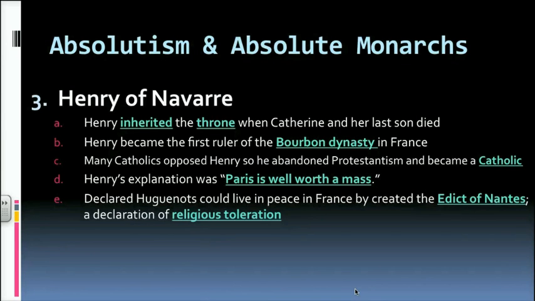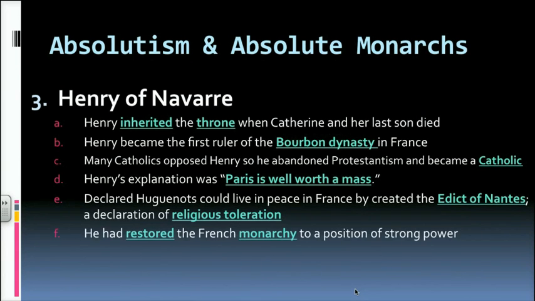Well, he's not going to turn his back completely on the Huguenots. So he declared that Huguenots could live in peace in France by creating the Edict of Nantes, which was a declaration of religious toleration, which I think is really smart on his part. He's saying, I'm going to become a Catholic, but I'm also going to protect the Protestants. So he's trying to bring about religious toleration within France. And in the process, he had restored the French monarchy to a position of strong power. The French were on the rise, and Henry's going to really help make that happen.